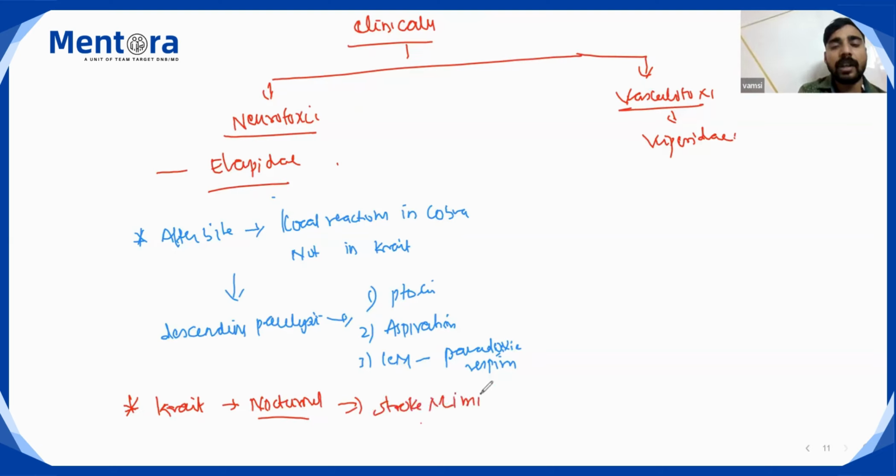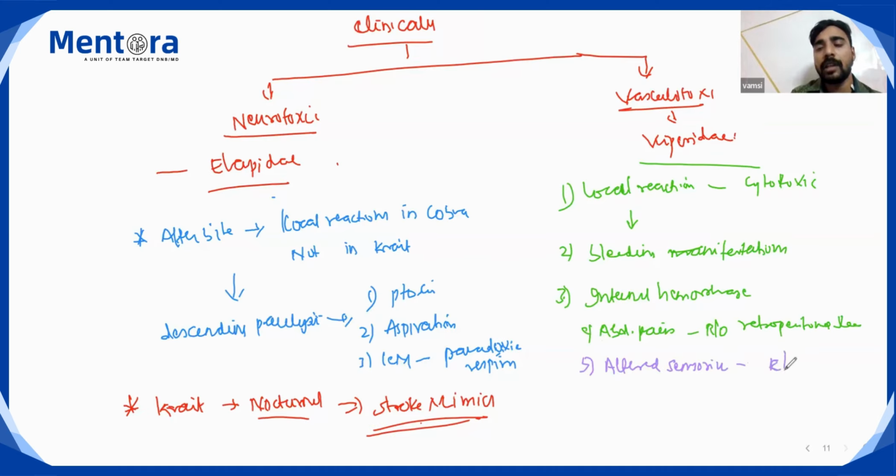If the patient has altered sensorium, rule out intracranial hemorrhage. Clear? If the patient is having back pain or abdominal pain, or altered sensorium, please rule out intracranial hemorrhage, retroperitoneal bleed, and also GI bleed. Right? So clinically there are neurotoxic and vasculotoxic snake bites. Neurotoxic are elapidae, vasculotoxic are viperidae.